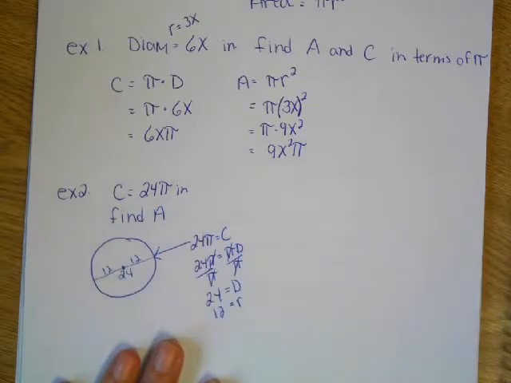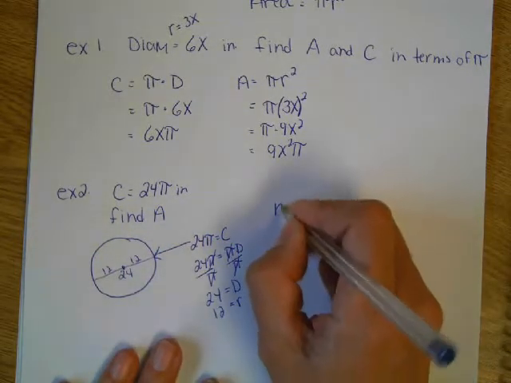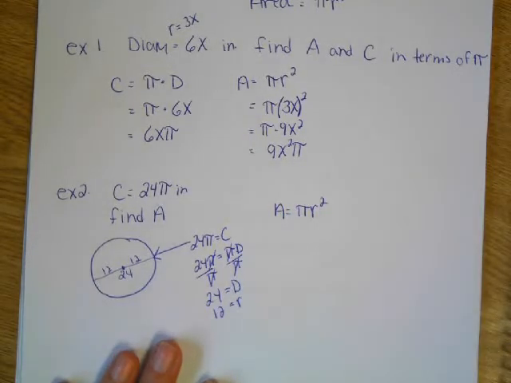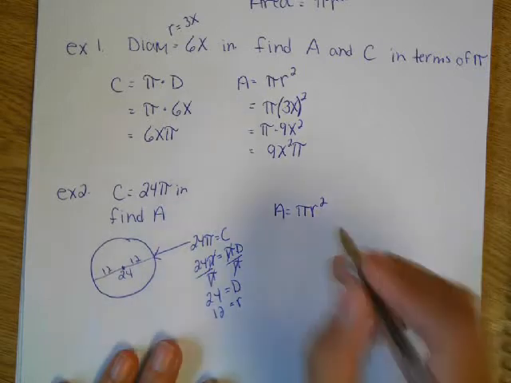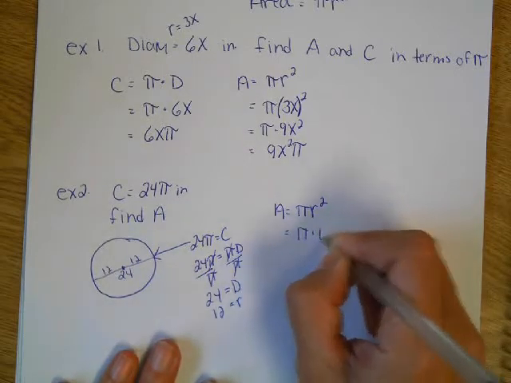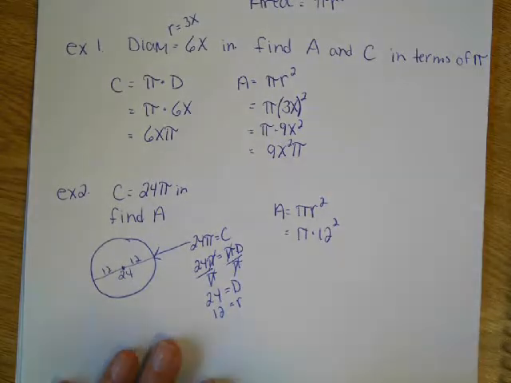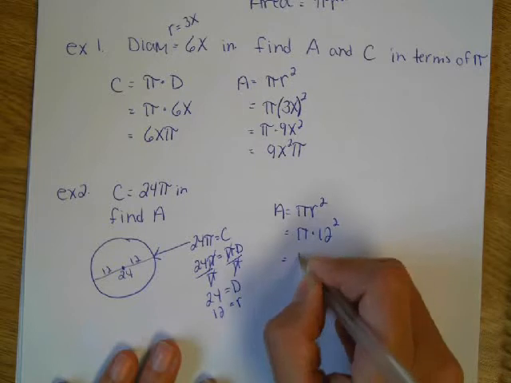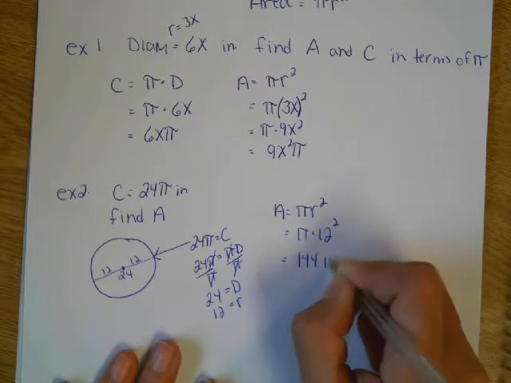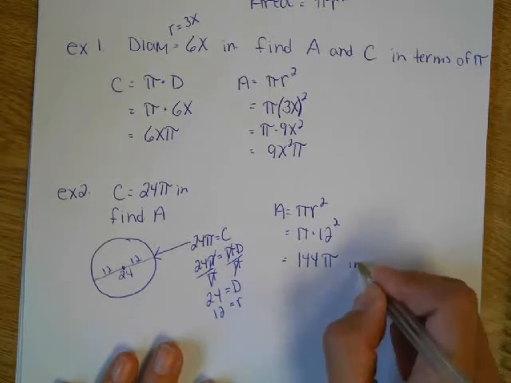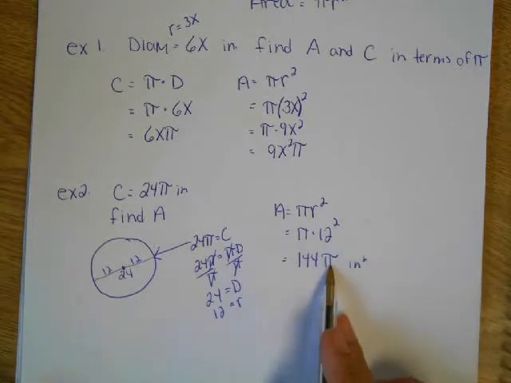Now it's a very easy junior high problem. Area is pi r squared. I feel like I'm going fast. Hopefully you can slow it down if you need to. Pi times 12 squared. So squaring the 12, that's 144. And again, the pi floats to the end of an answer. 144 pi, that would be square inches. So that's leaving pi visible.